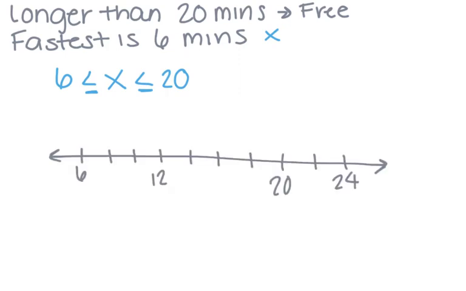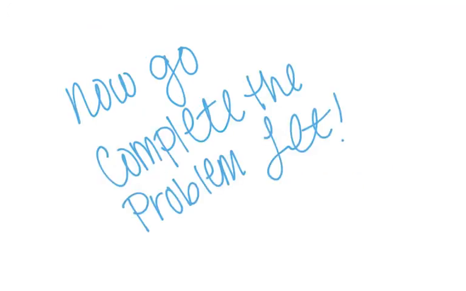And now we can place this on a number line. So I've drawn our number line, so we're going to start with 6, and because it is less than or equal to, it is a closed circle. And then we can do 20, and 20 is also less than or equal to, so it is a closed circle. And then we are just going to connect our dots. And this shows the inequality that an oil change can be anywhere between 6 and 20 minutes before the customer does not have to pay for it. And that's it. Now you can go complete the problem set.